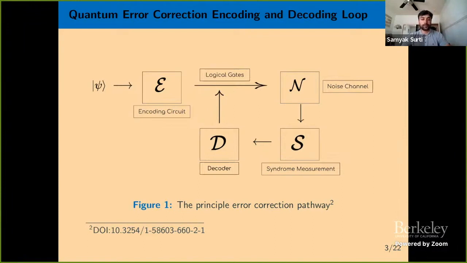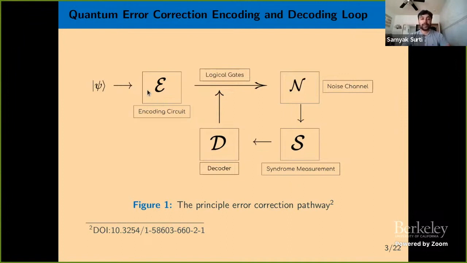And following this, we perform some measurements in our system to check, okay, are we actually in the state that we want to be every time we're applying these logical operations? And these syndrome measurements that we perform here tell us whether or not we're in the state that we want to be. Then taking this information we get from the syndrome measurement step, we pass it on to our decoder, and our decoder basically tells us, okay, if there are any errors, what's the right correction operator we have to apply to our system to get it back to the state that we want it to be.